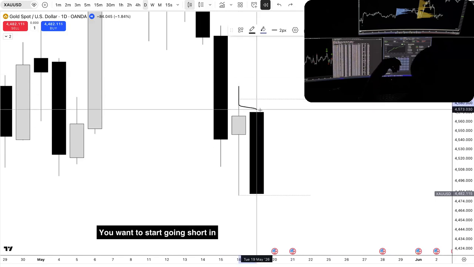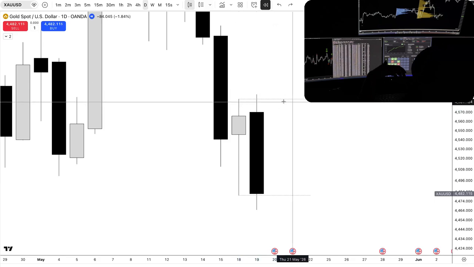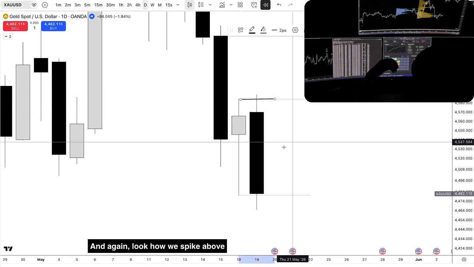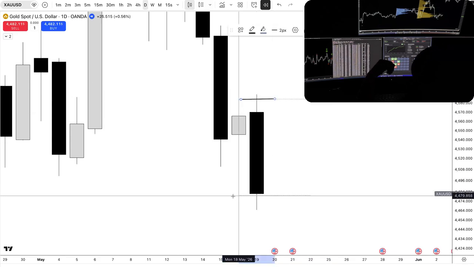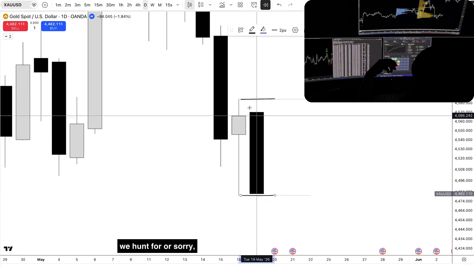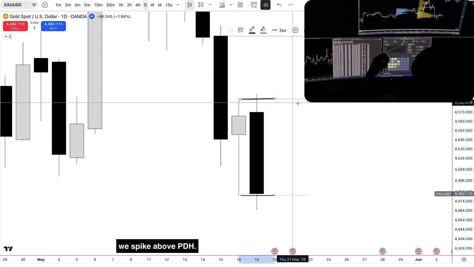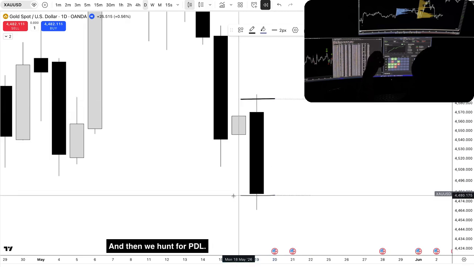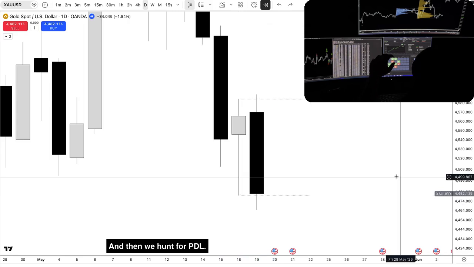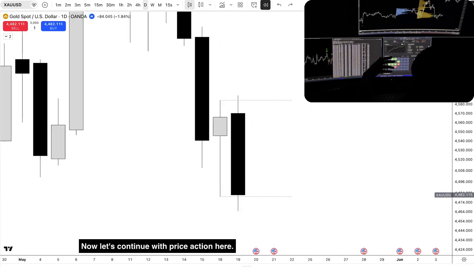You want to start going short in these regions. And again, look how we spike above PDL, and look, no surprise, we spike above PDH, and then we hunt for PDL. Now let's continue with price action here.